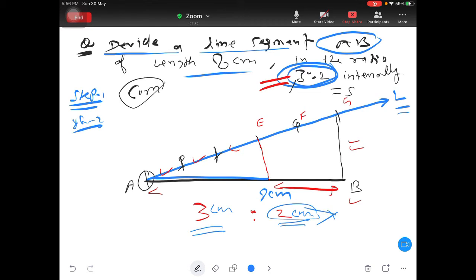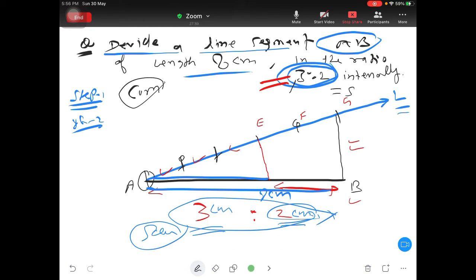you add, it will only come 5 centimeter. No, it is not 5 centimeter. The total is 8 centimeter. 3:2 ratio means 1.5 ratio, correct? 3/2 means how much? 1.5, right?